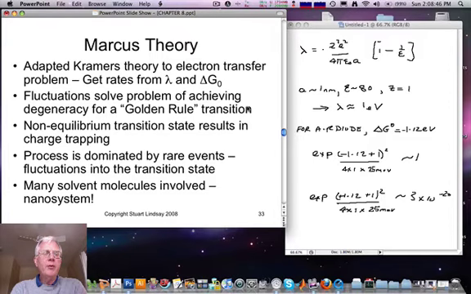Note how the kinetics is dominated by the rare event of reactants and products fluctuating into a non-equilibrium configuration. So this is indeed an emergent phenomenon. And notice how many solvent molecules around an atom are involved in the process. This is indeed a transition driven by a fluctuation in a nanosystem.